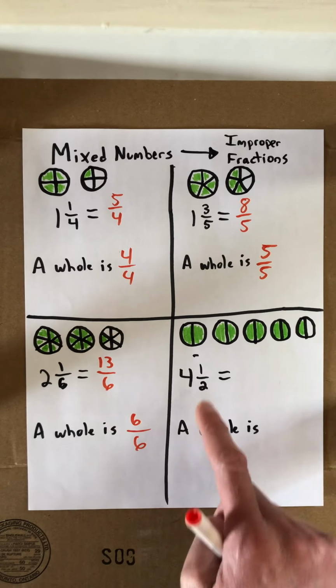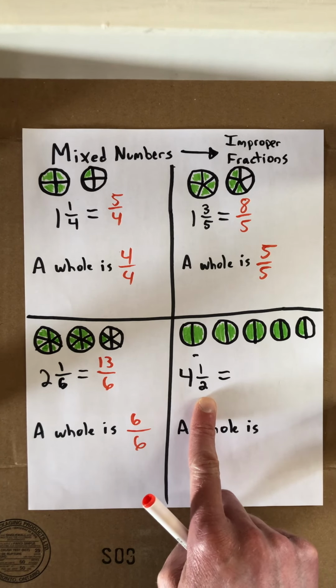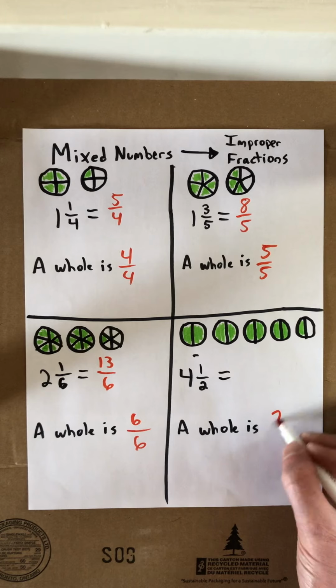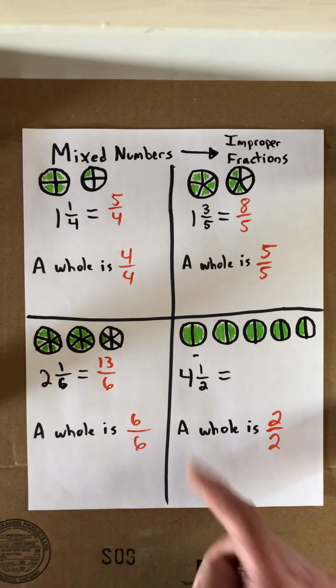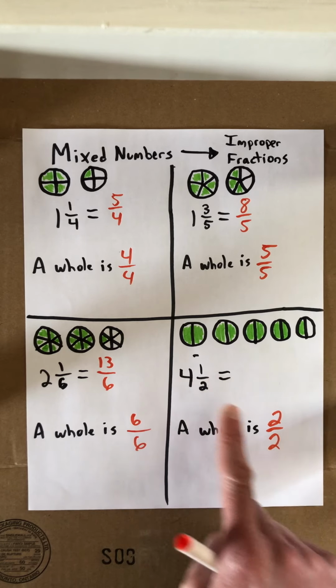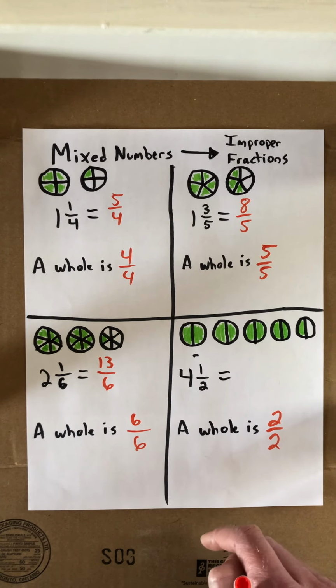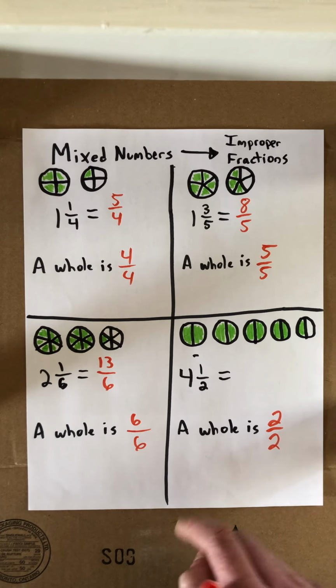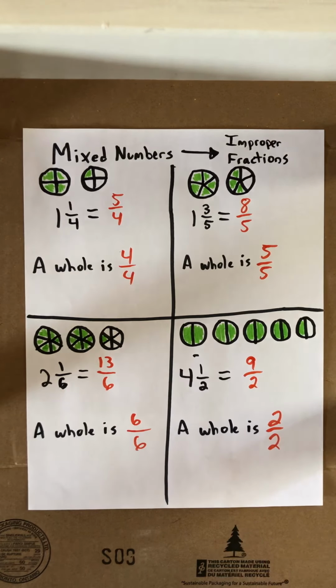For our last one here, we have 4 wholes and a half. Again, I want to turn it into an improper fraction. Each whole, in this case, would be 2 out of 2. So I could, of course, think that there are 4 of these things. So there are 4 2 out of 2s. So I count up 2, 4, 6, 8. 8 plus 1 is 9 out of 2.